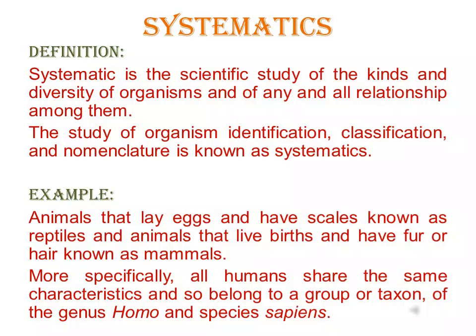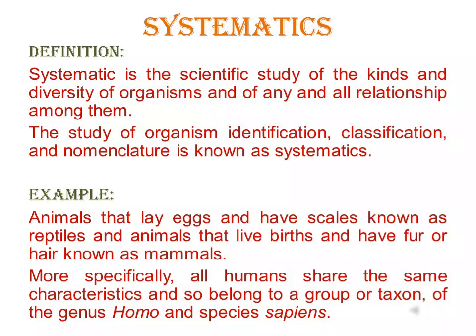In keeping with this tendency and much more modern usage, Simpson gave a clear definition of systematics. That is, systematics is the scientific study of the kinds and diversity of organisms and of any and all relationships among them. Example of systematics.